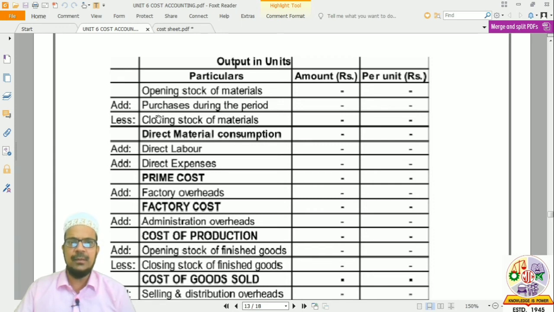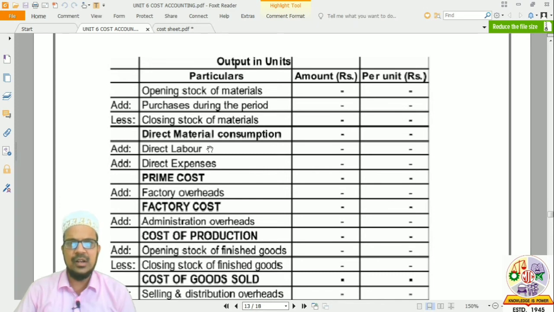The cost sheet begins with the prime cost. So the prime cost means all the direct expenses, direct labor and direct material. All the expenses, material and labor which are directly attributable to the production are written in the prime cost. So what will be included here? There will be a direct material consumption, there will be a direct labor and direct expenses.